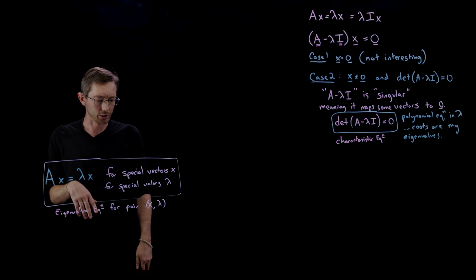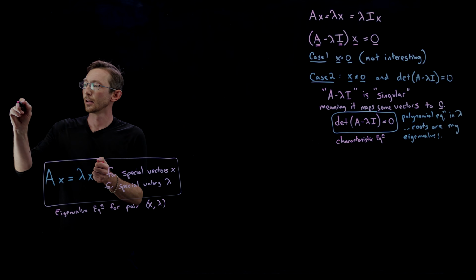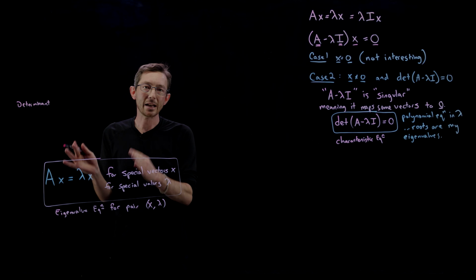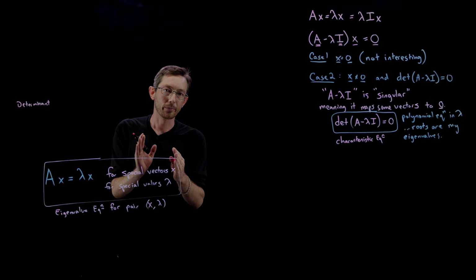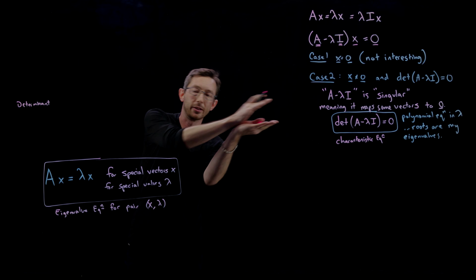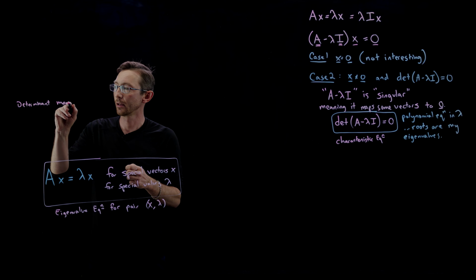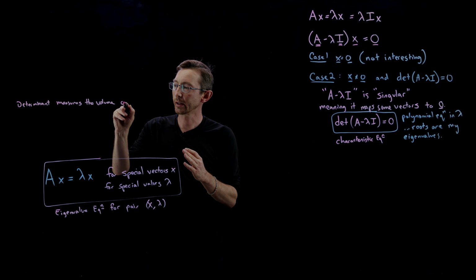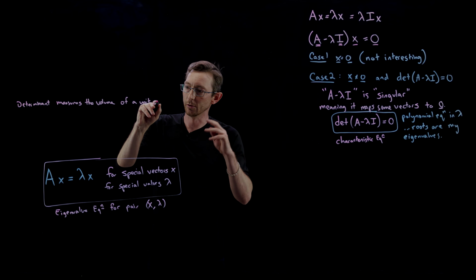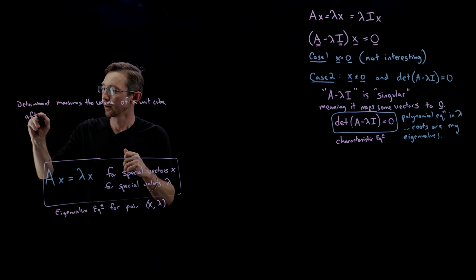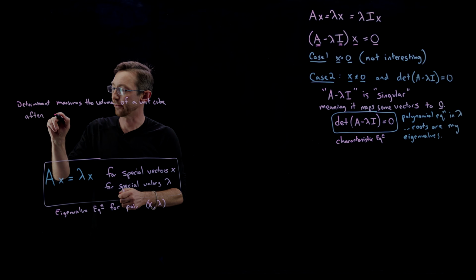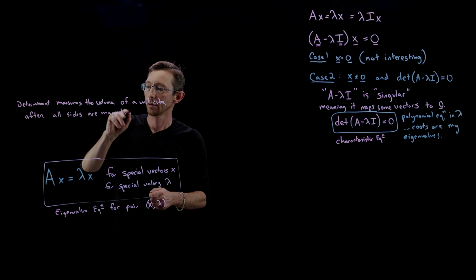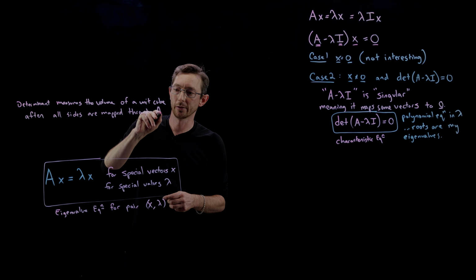So maybe the first thing I want to show you is that the determinant of a matrix A measures the volume of a unit cube after all of the sides get mapped through A. I'm going to draw you a picture, don't worry.